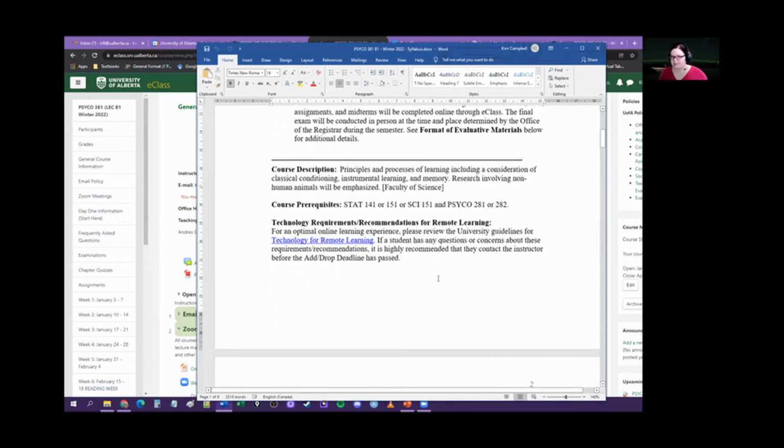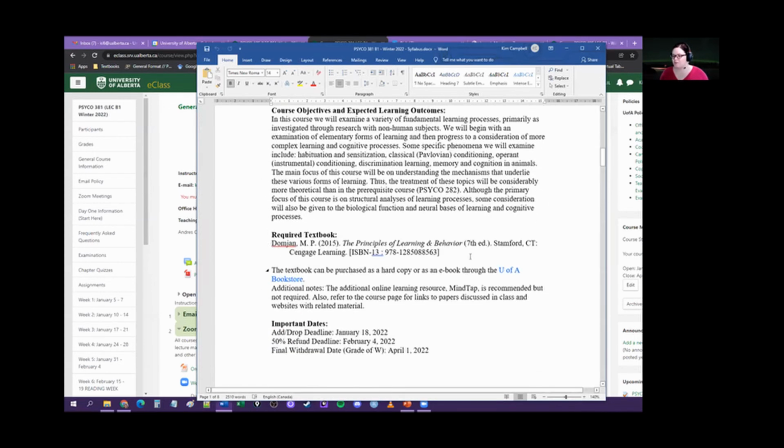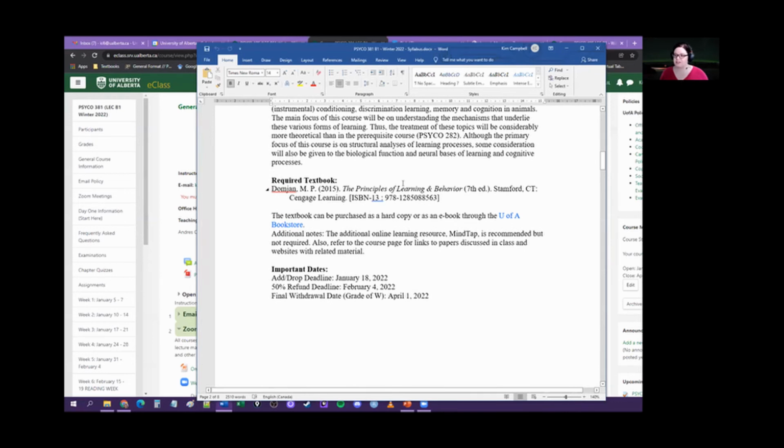For most of this, I'm going to skim through. Like I said, you're far enough along in your careers that you've seen a syllabus before. I would recommend skimming through this for the important information, but I'm going to stop and hit some of the important factors here. So our textbook is the Principles of Learning and Behavior, 7th edition, this one here.